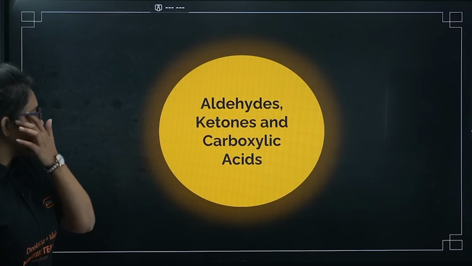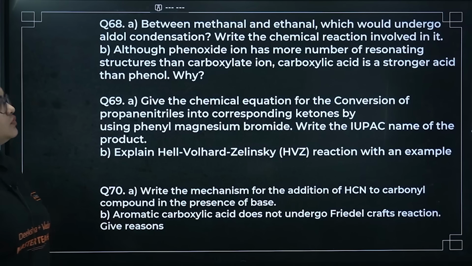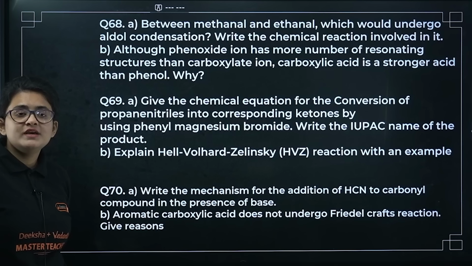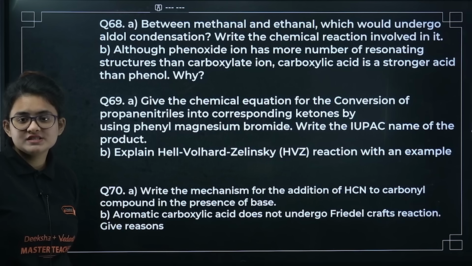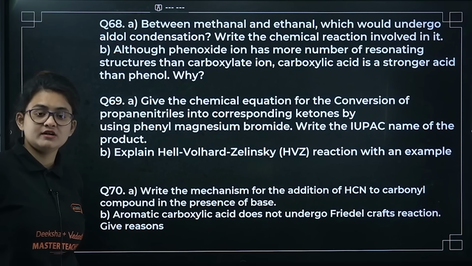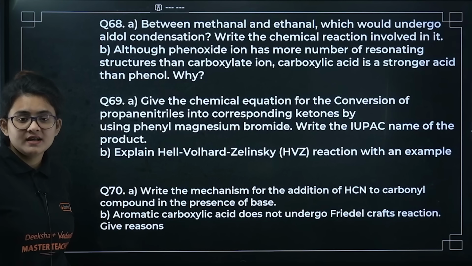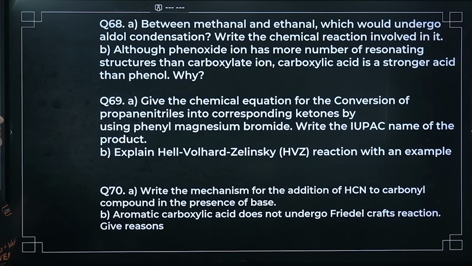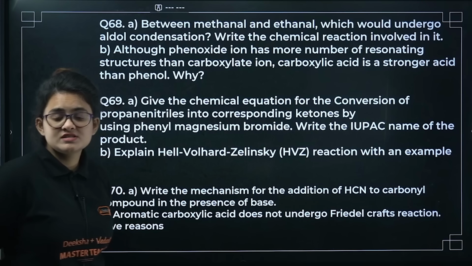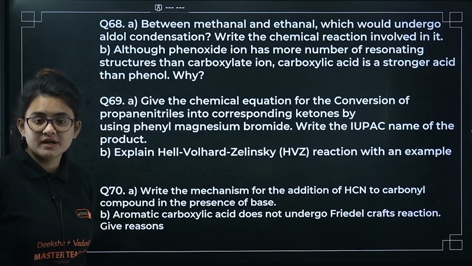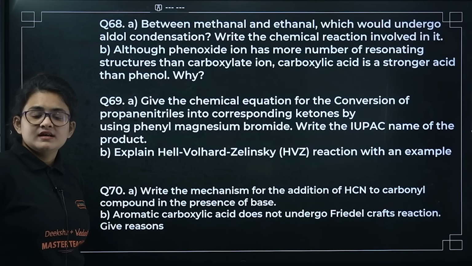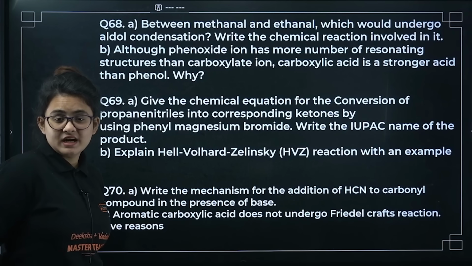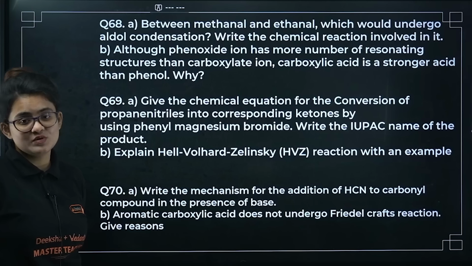Let's go ahead. Aldehydes, ketones and carboxylic acids. So definitely you have to learn for which case you will see aldol condensation and which case you will see Cannizzaro. So it's the matter of alpha hydrogen. So methanol and ethanol, this question is commonly asked. Okay, next, although phenoxide ion has more number of resonating structures than that of the carboxylate, carboxylic acid is a stronger acid. Why? Because in phenol you will see the negative charge comes on the carbon atom, but in the carboxylic acid the most electronegative oxygen is getting the negative charge, so it is a more stable resonating structure.